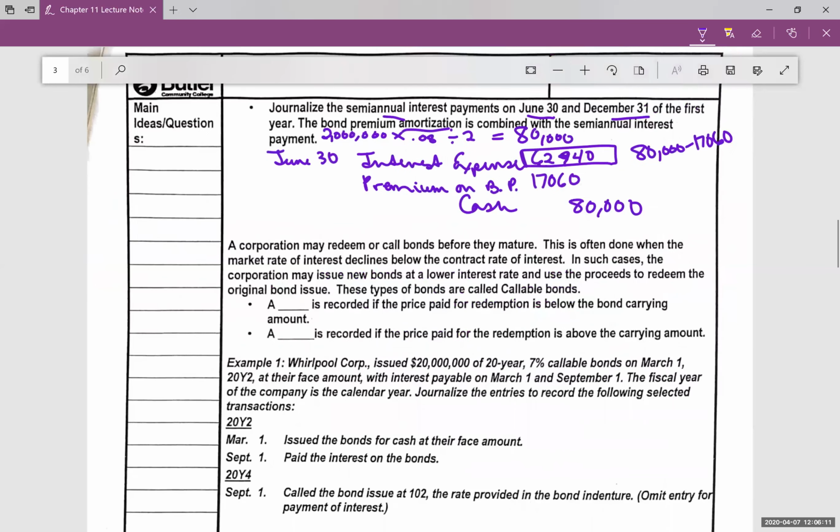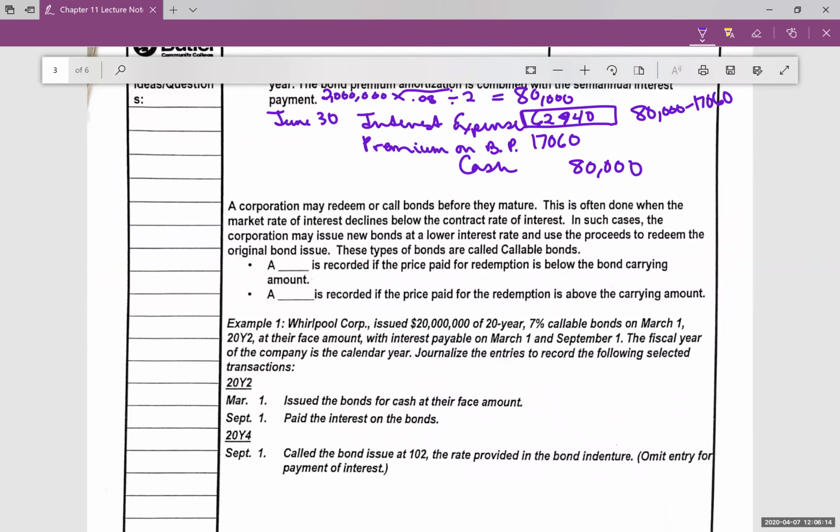Okay, this next one right here, it relates to homework 11.05, so use this when you're trying to get that one done. A corporation may redeem or call bonds before they mature. This is often done when the market rate of interest declines below the contract rate of interest. In such cases, the corporation may issue new bonds at a lower interest rate, use the proceeds to redeem the original bond issue. These types of bonds are called callable bonds. Very complex, hard to understand all the intricate details here, but we will do the accounting.